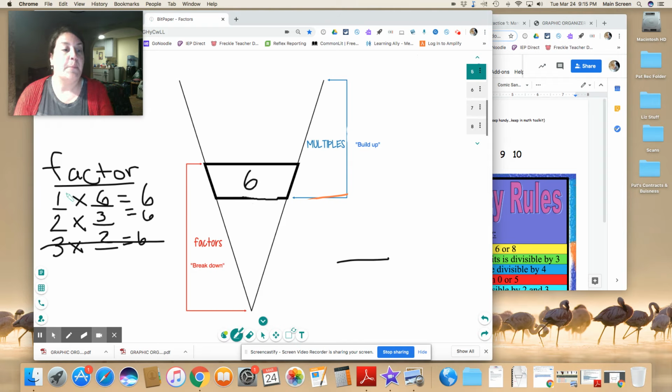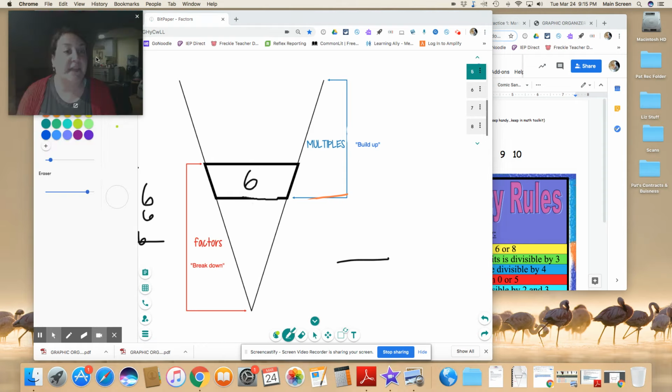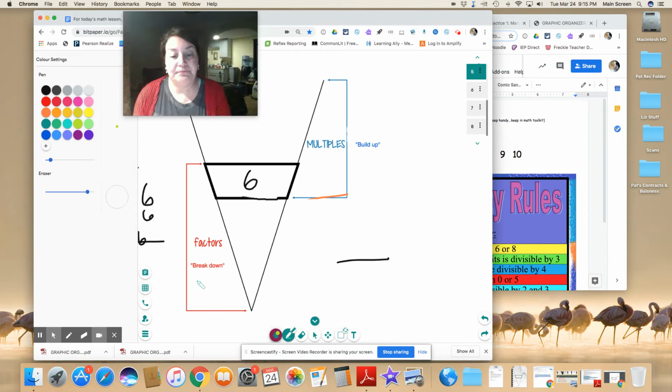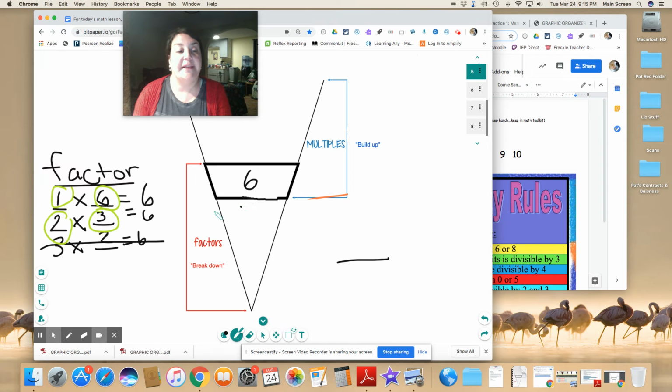are 1 and 6, 2 and 3. That's it. And we're going to list them in my nice, neat tornado going down from 6. So, for example, we would start with 6 and we would go down. All right, so 6, 3, 2, 1. Those are the factors of 6.